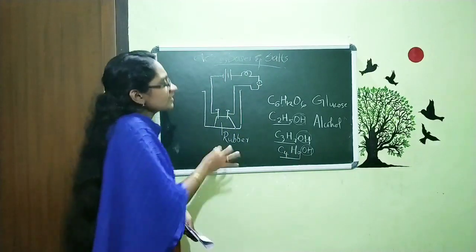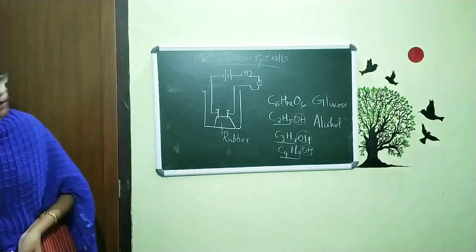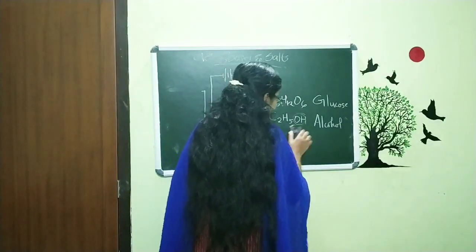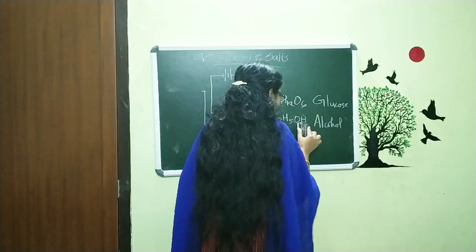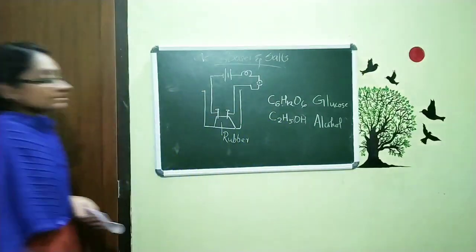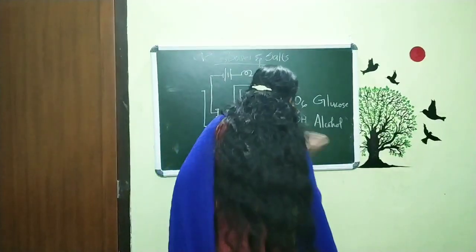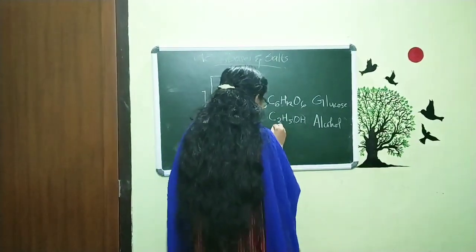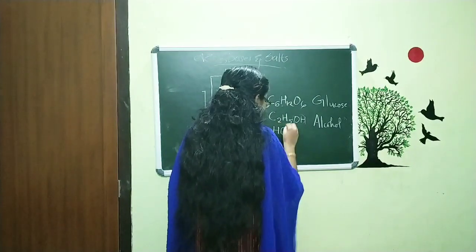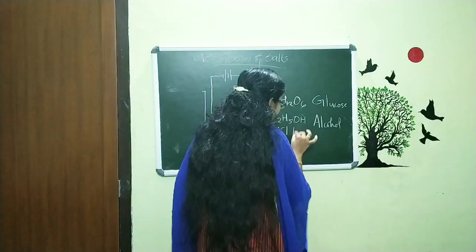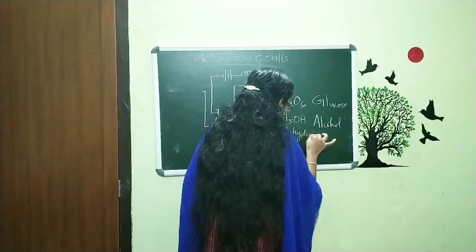So now I am selecting C2H5OH, and the naming is not in your syllabus, so I am not explaining the name. This is alcohol. And the third sample I am selecting is HCl. We have the hydrogen component here, and that is hydrochloric acid.